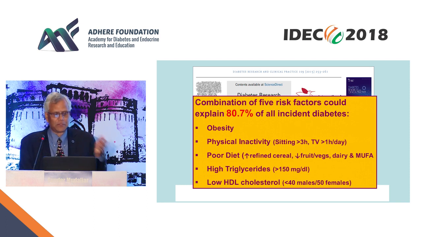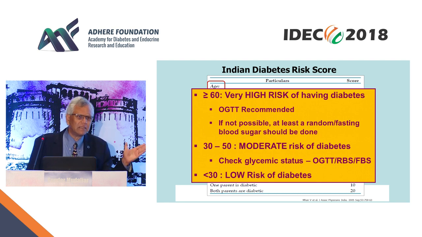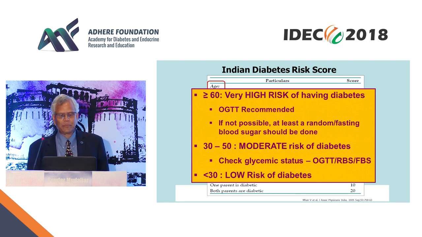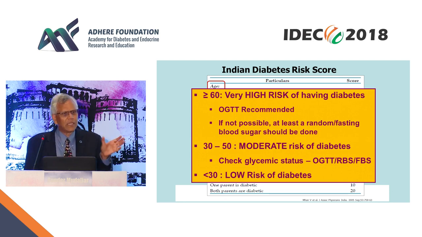That somehow this Indian thin fat is high triglycerides, low HDL. And Mohan has postulated this Indian Diabetes Risk Score depending on age, waist circumference, physical activity, and family history. These are the common predictors. If your score is more than 60, he says you should do an OGTT. If that's not possible, which it is not, at least do a random or a fasting blood sugar to find out what the risk is. 30 to 50, he says you have a moderate risk of diabetes. Do an OGTT, a random sugar or fasting blood sugar. And if it's less than 30, you don't need to. So there are some parameters by which you say, okay, I think I need to test you.